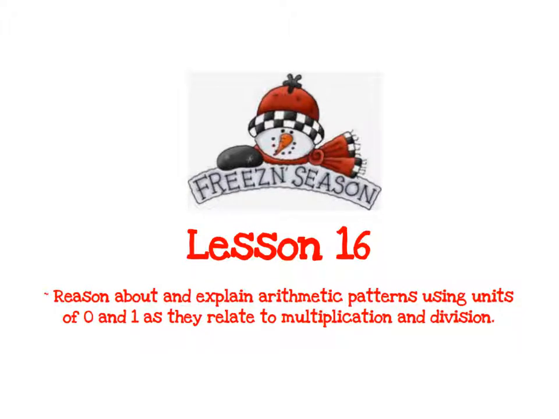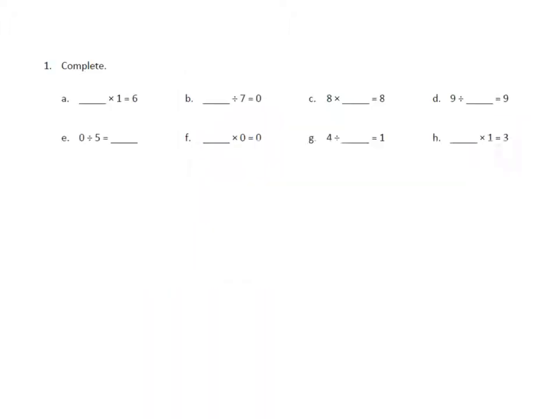For Lesson 16, we are going to reason about and explain arithmetic patterns using units of 0 and 1 as they relate to multiplication and division. Let's look at our problem set. It says to complete. So we are using factors of 1 and 0. Remember that anything times 1 is equal to itself. Anything times 0 is equal to 0.